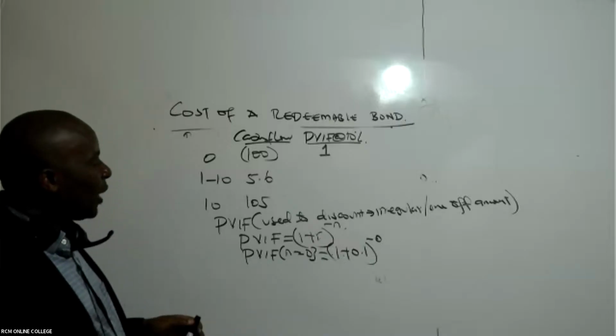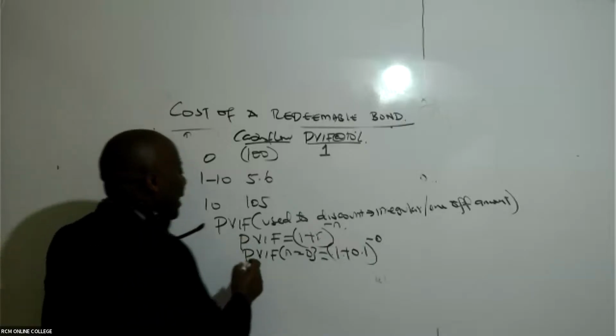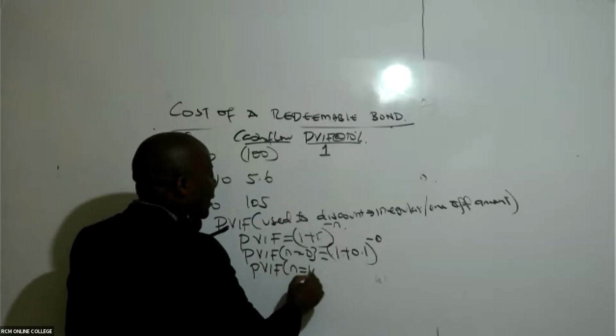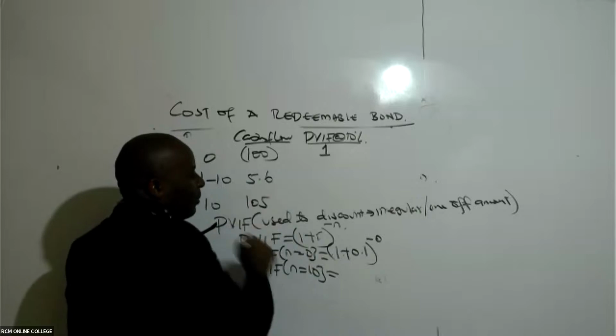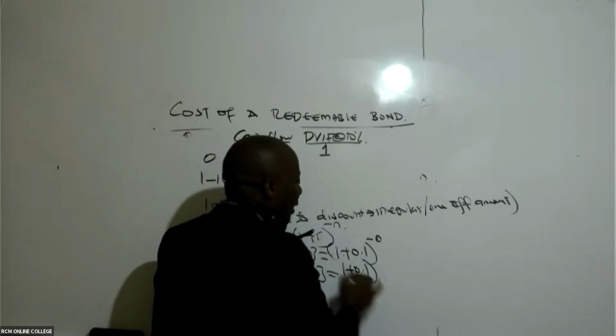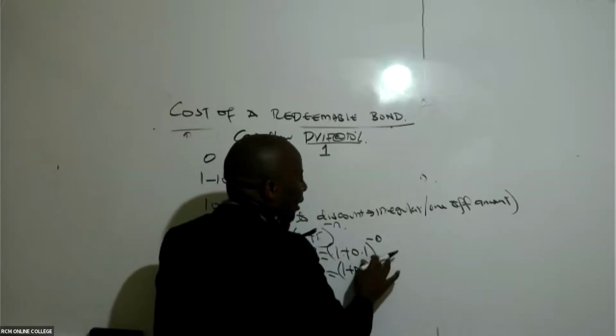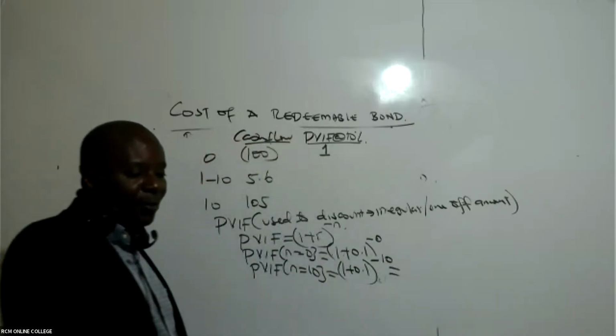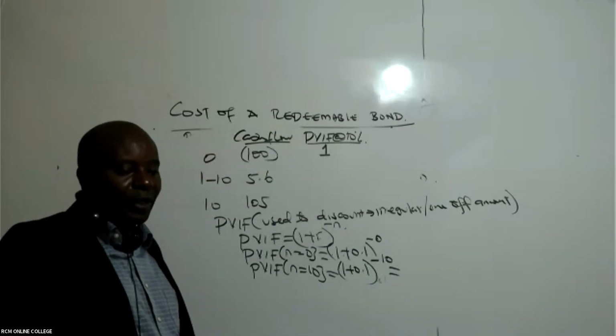Yeah, we are getting there. How about PVIF when N is 10 for this lump sum amount? It will be 1 plus 0.1. You raise this to negative 10, so you say 1.1 raised to negative 10.